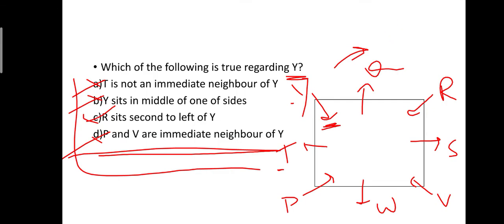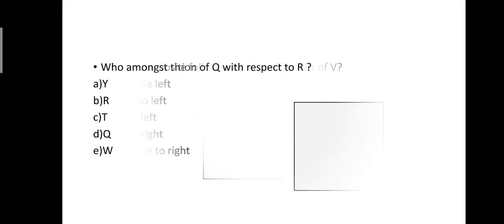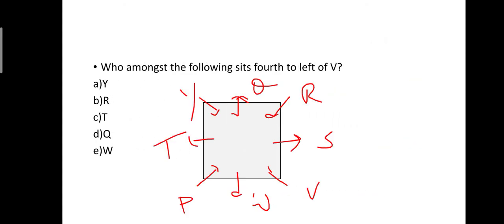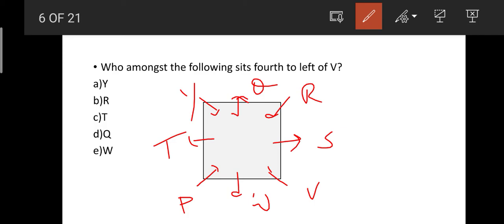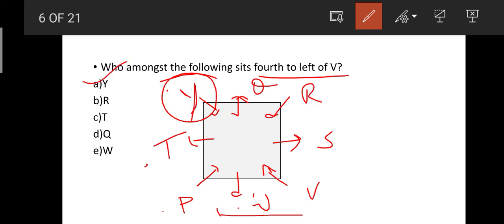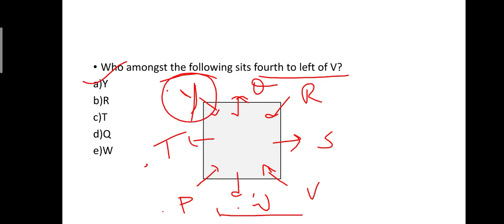Now we will be moving to the next question. Okay, see here, who amongst the following sits fourth to the left of V? V sits at the corners, so he faces the center. So this is his left side. What did they ask? Fourth to the left of V. Okay, we should choose 4. 1, 2, 3, 4. This is the fourth position. So the person sitting is Y. Y is the person sitting fourth to the left of V. Okay, now we will be moving to the next question.